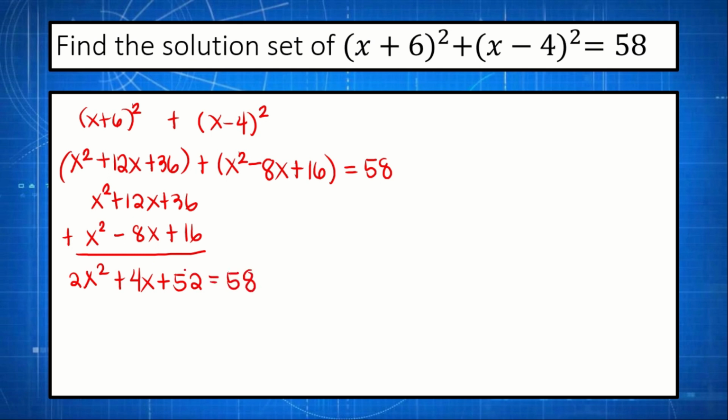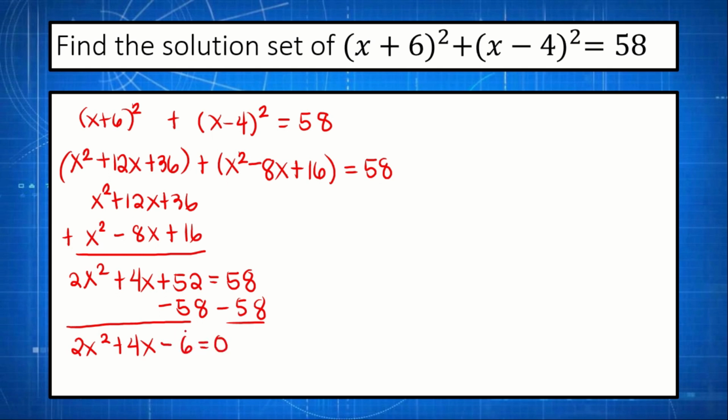So again, this is not yet in standard form. So we need to set this equation to standard form. So we will subtract both sides of the equation by 58. So bring down 2x squared, bring down 4x, and then positive 52 minus 58, we have negative 6 is equal to 0.